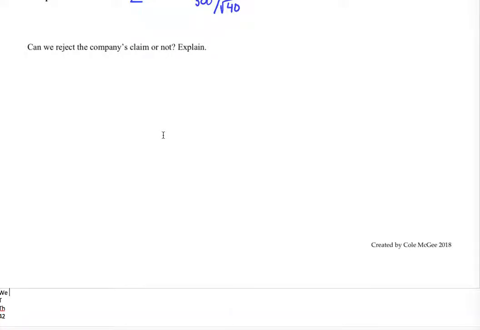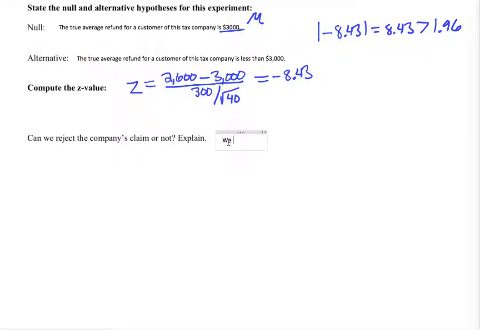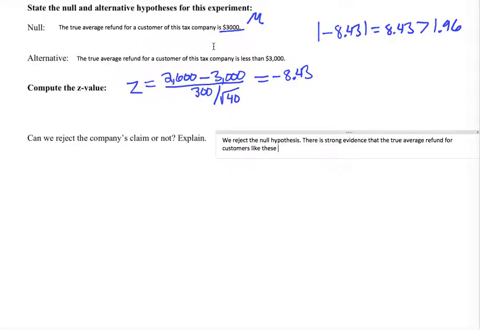I'm going to say, typing does not want to work. We reject the null hypothesis. There is strong evidence, not only a little bit of evidence, that 8 number was way bigger than 1.96. There is strong evidence that the true average, and you can see I'm just going back up here to my hypotheses to guide me, the true average refund for customers like these, at least, maybe other customers are different. Hopefully we sampled our customers appropriately, but that's a whole other story. There is strong evidence that the true average refund for customers like these is less than $3,000.